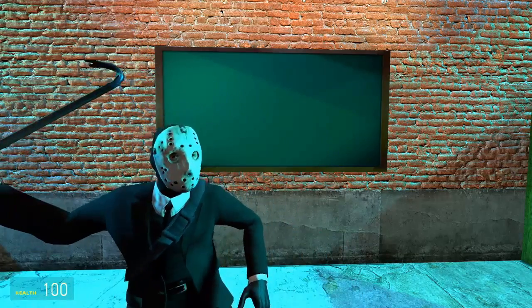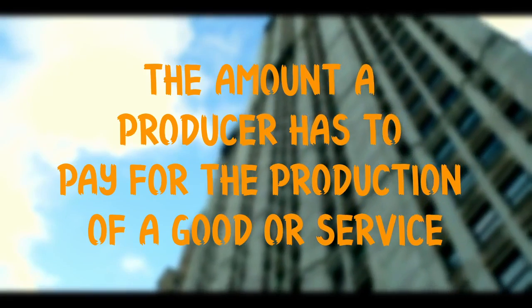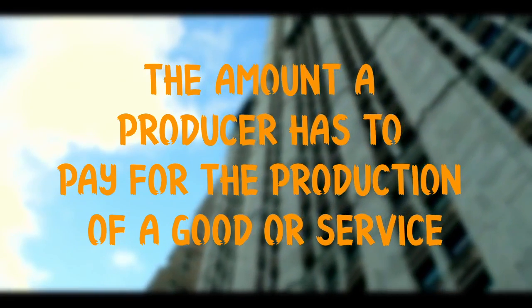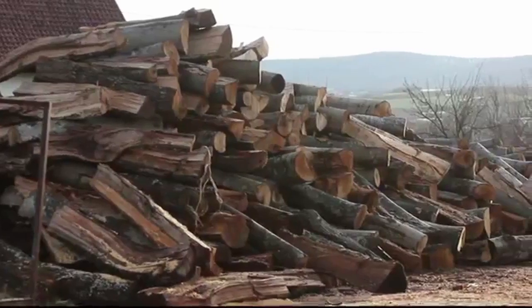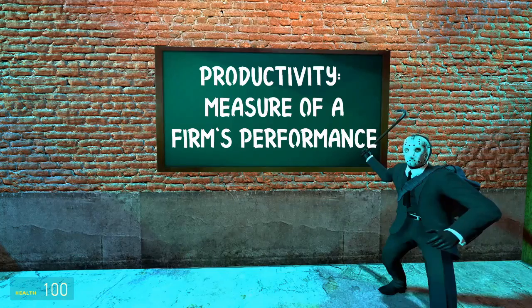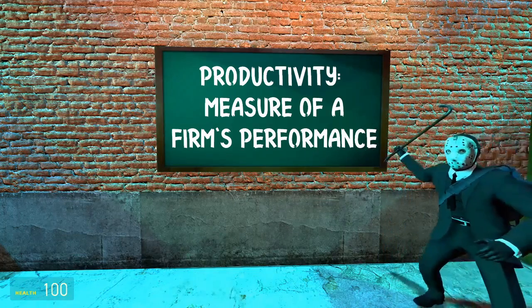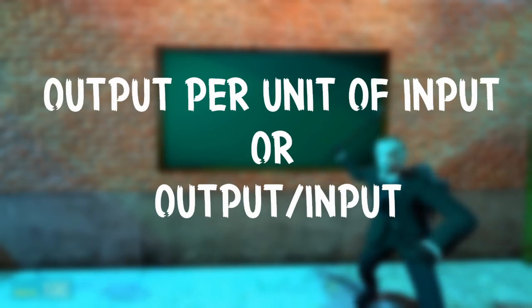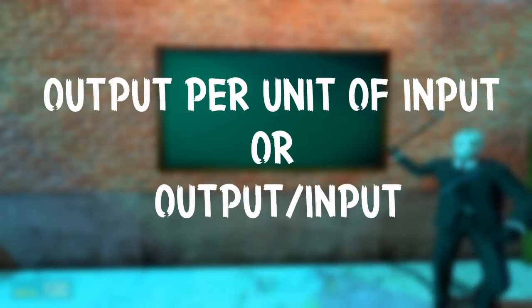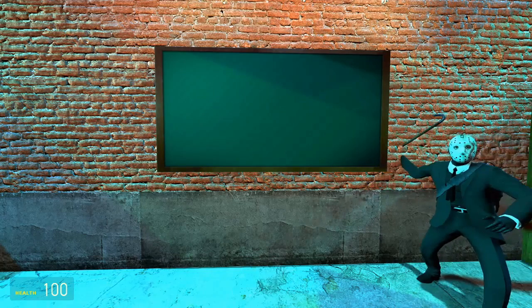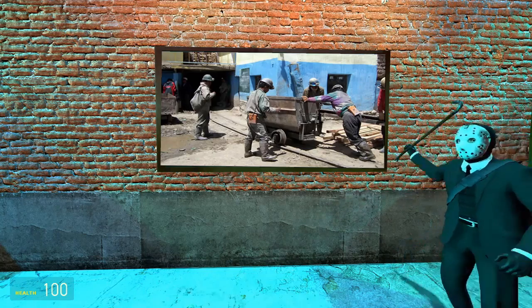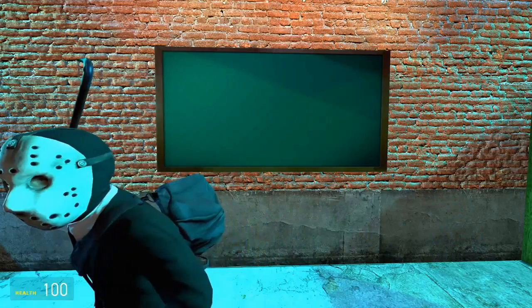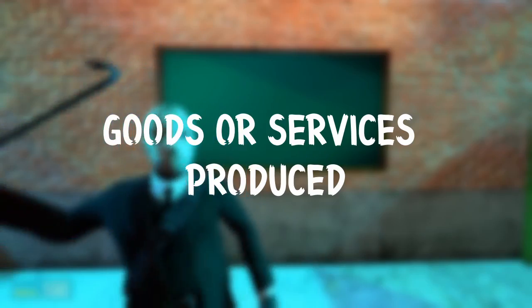Cost of production is exactly what it sounds like. It is the amount that a producer has to pay for the production of a good or service. These include things such as materials, ingredients, employees, trainings, tax, etc. Productivity is the measure of a business's or firm's performance and is defined as output per unit of input, or output over input. Input is equal to resources, such as land, labor, raw materials, capital, etc., and output is equal to the good or services produced.